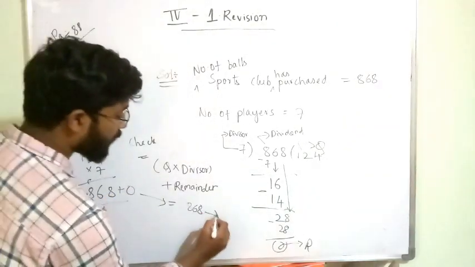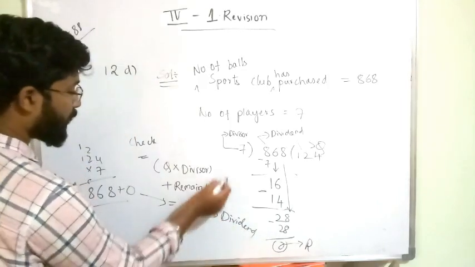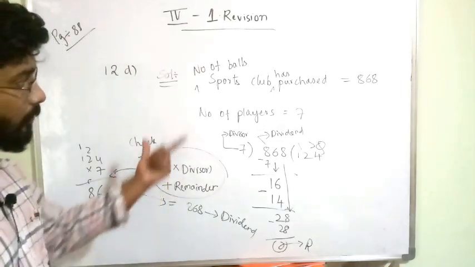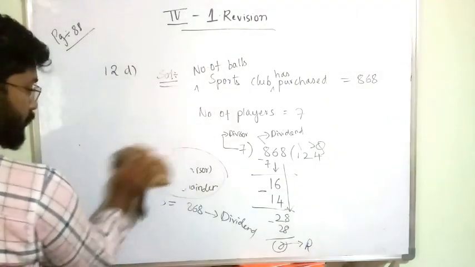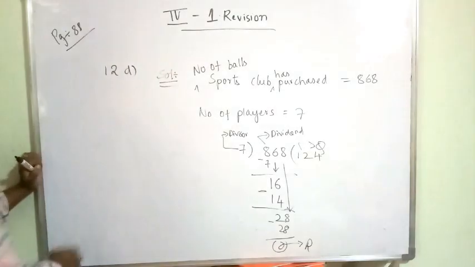So this is the dividend. This total process we did here, both are equal. So whatever we did is correct. This is for checking purpose. Okay, he didn't ask to check, but for your information I am giving this. Like that you have to check.